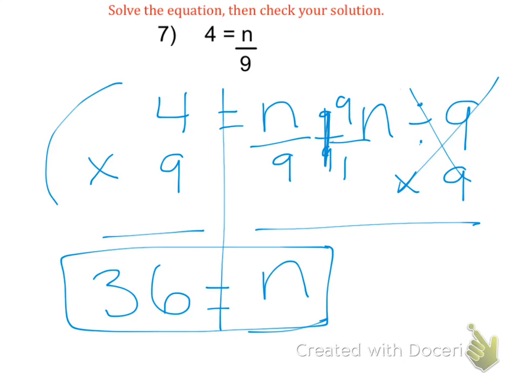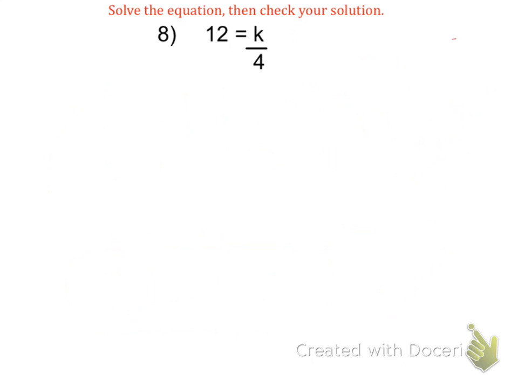36 would be substituted for n. 36 divided by 9 equals 4. And that's what it is. Last problem is for you to do by yourself, so pause the video and complete it.